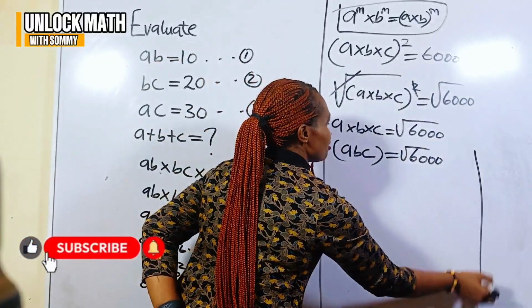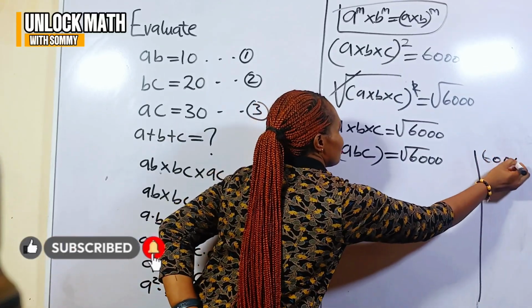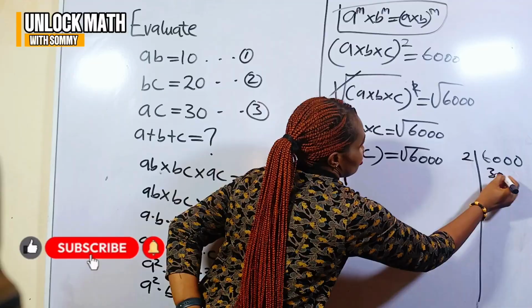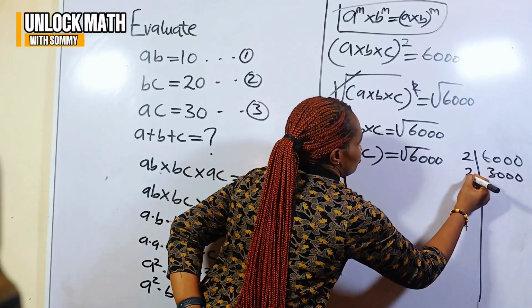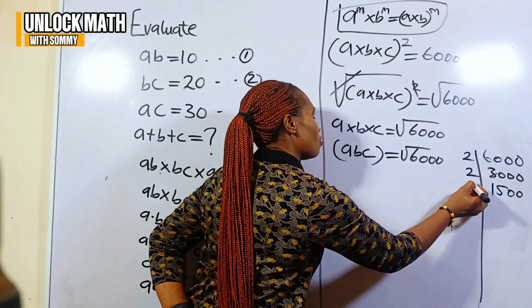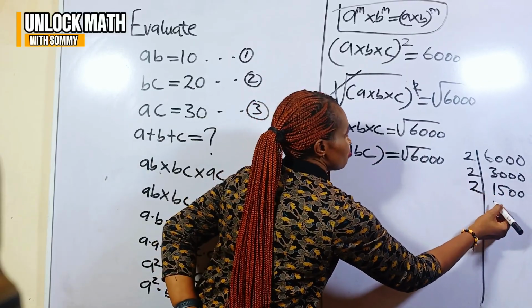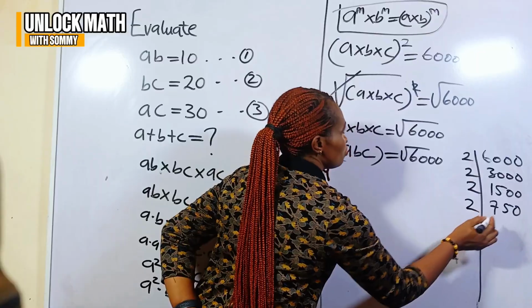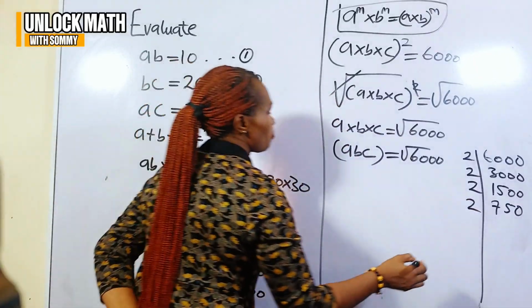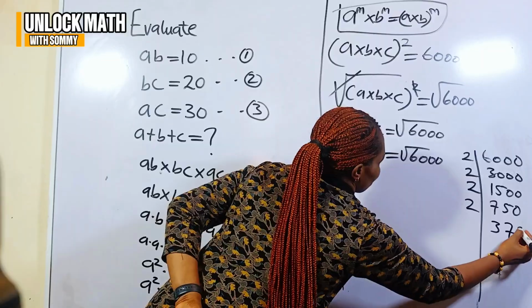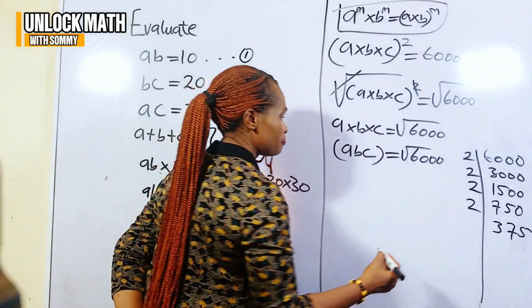Now, when we do that, we have 6,000. Let's use the lowest prime. When 2 goes into 6,000, we have 3,000. When 2 goes into 3,000, we have 1,500. Now, when 2 goes into 1,500, we have 750. When 2 goes into 750, we have 375.